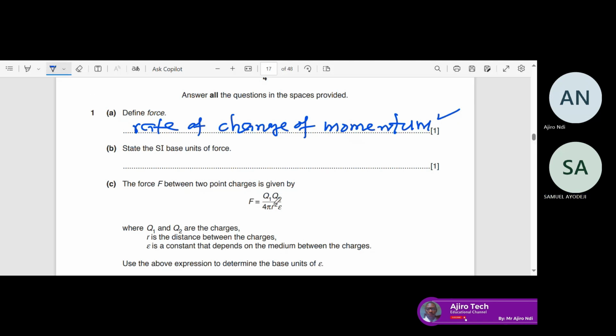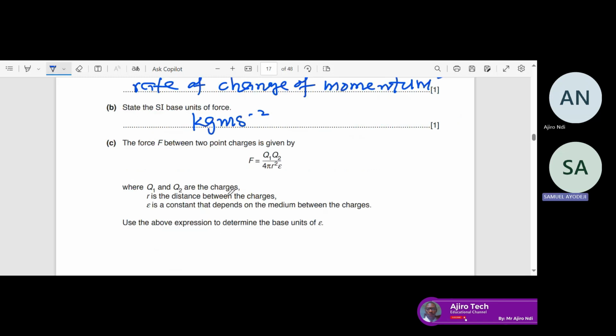the rate of change of momentum. Yes, it's momentum. Unit of force, SI unit: state the units. So that will give you kilogram meter per second square, kilogram times meter per second square. So use the definition.